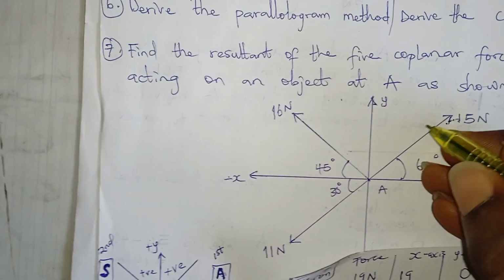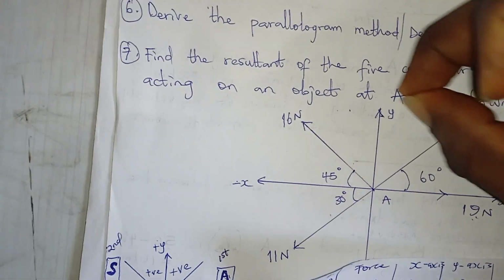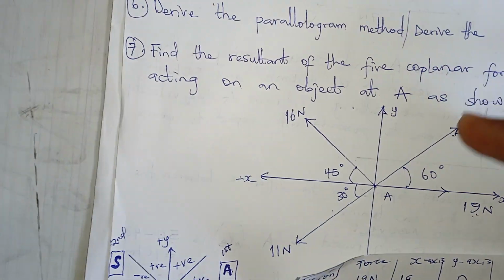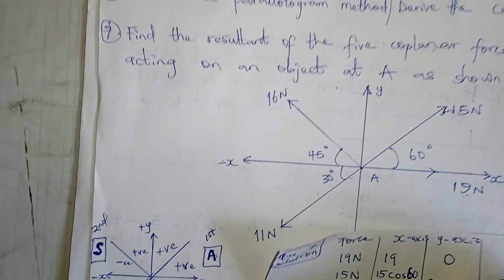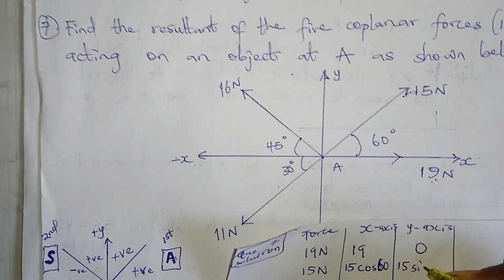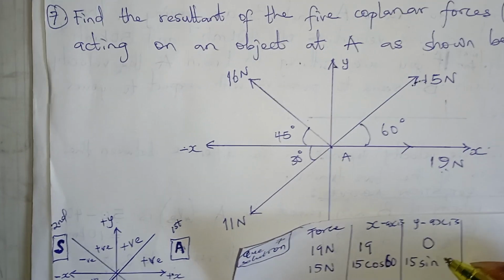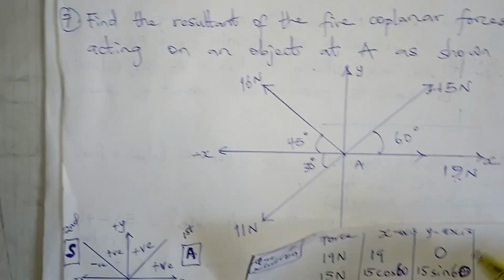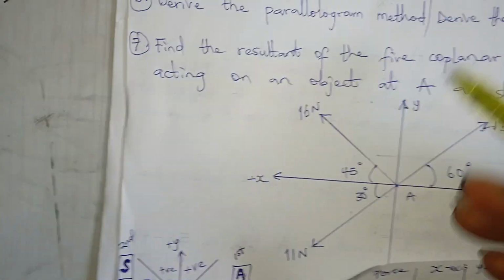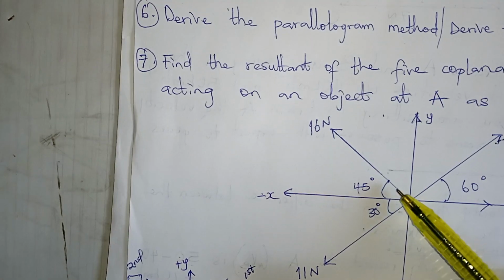Now, to resolve this, let's say I'm taking this first to y. To resolve it to y, it will be 15 sine theta, which is 15 sine 60. Now let's come to this side. Notice this thing now, notice this.